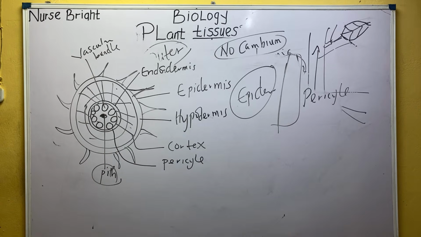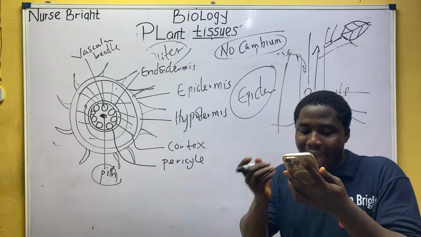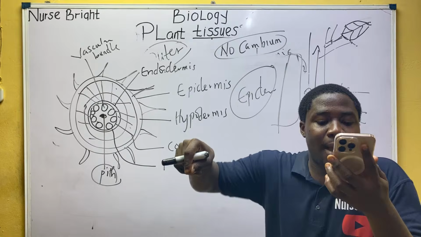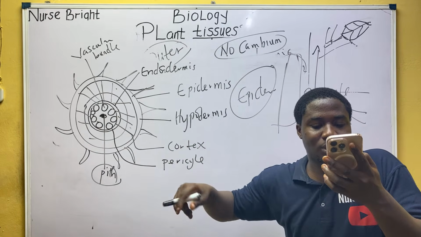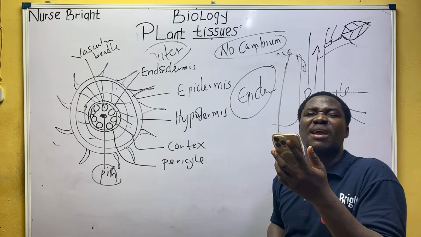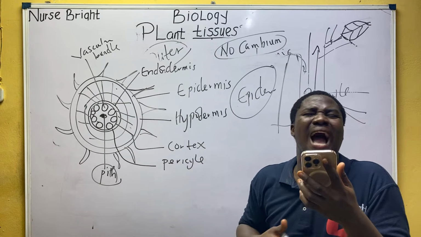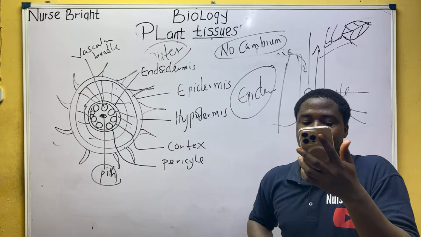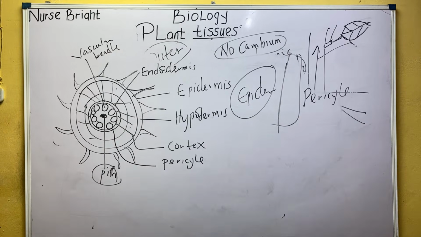Option A says collenchyma and xylem cells. That's not the answer. Option B says vascular cambium and collenchyma cells. Option C says vascular cambium and cork cambium. And option D says cork cambium and sclerenchyma. The answer will be the option that has cambium and cambium. Do you understand? So the answer in this case is vascular cambium and also cork cambium.